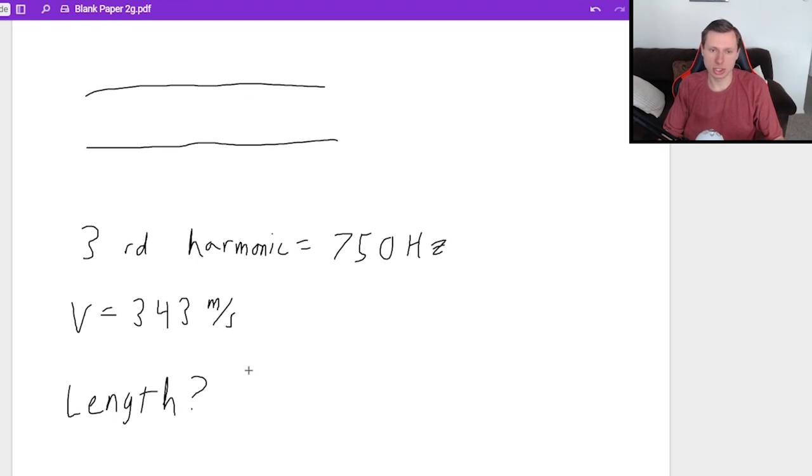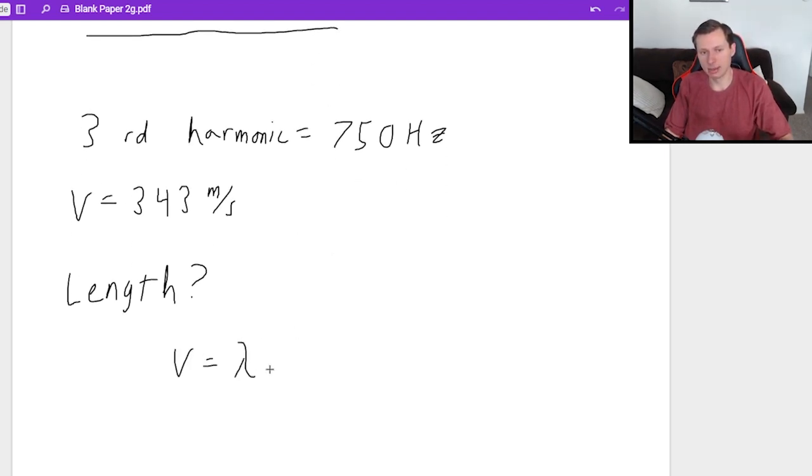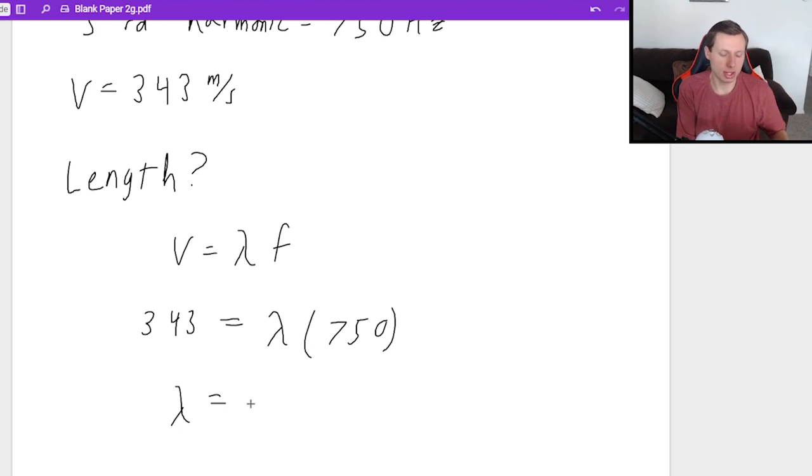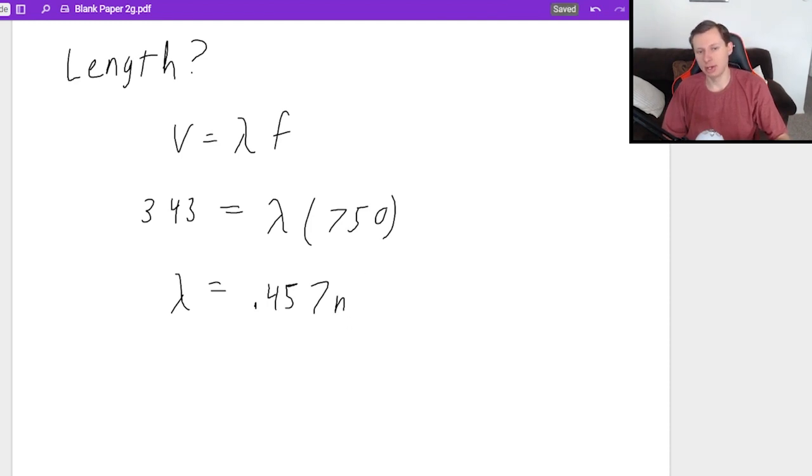Well, to answer this question, it's simple. There's actually two ways you can do it. I'm going to show you the way I would do it. The first thing I would say is V equals lambda times F, where V is 343. Lambda is what I'm going to solve for, and the third harmonic F is 750. So that means lambda is going to equal 343 divided by 750. That's going to be 0.457. And the units for that are meters, by the way.